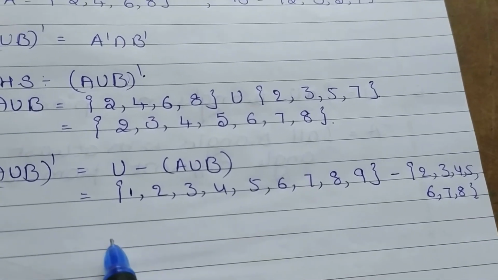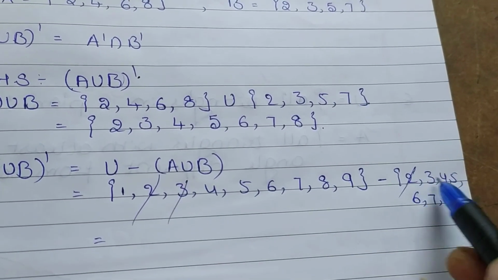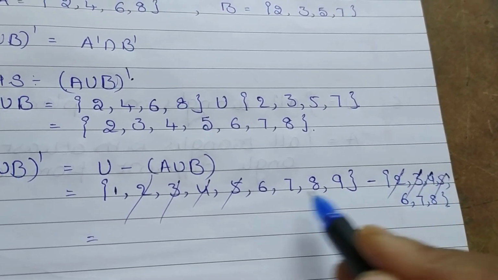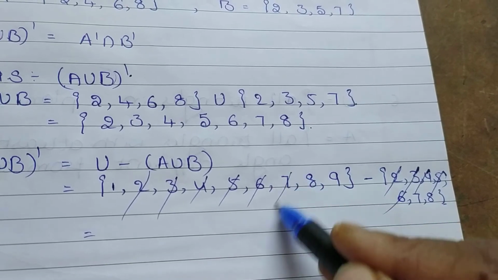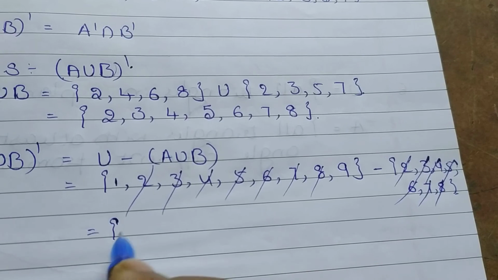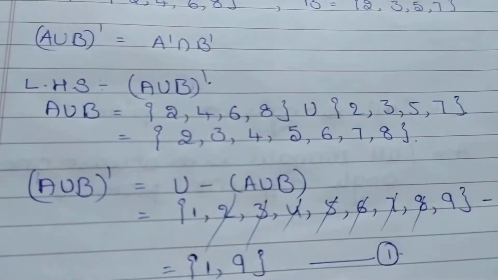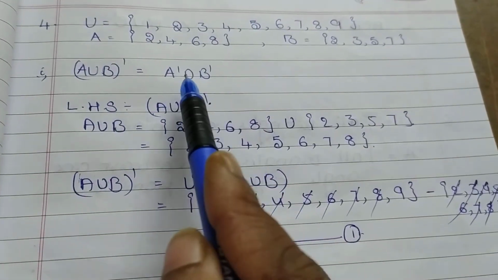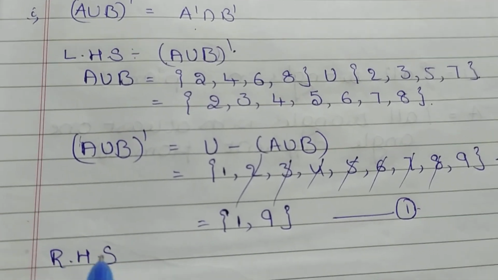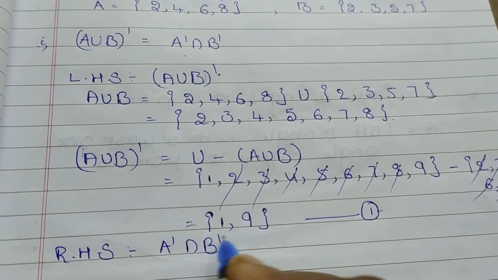When we are subtracting, what should we do? If any common elements are there in both the sets, we cancel them, and whatever remains in the first set, you will write those elements. So it is 1, 9. Let it be 1. Now take the RHS. You should consider the RHS. What is the RHS here? A complement intersection B complement.